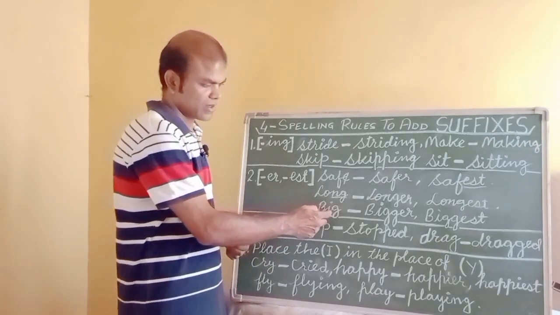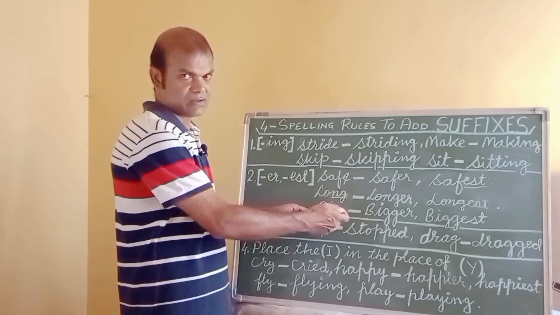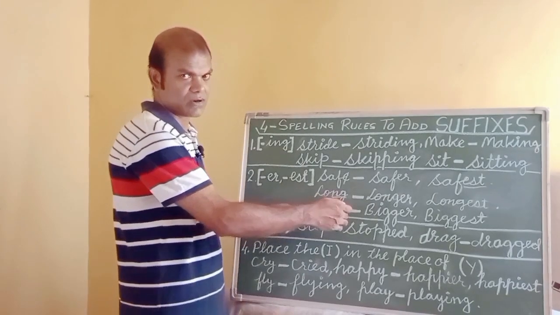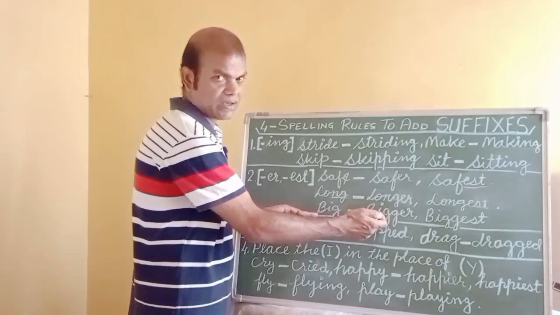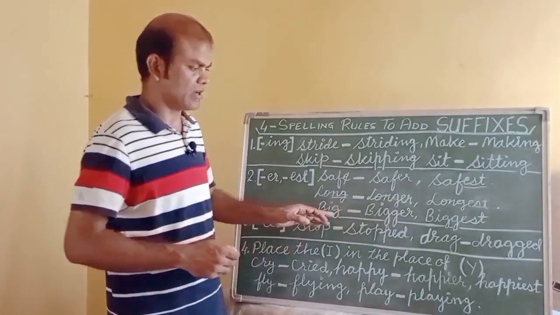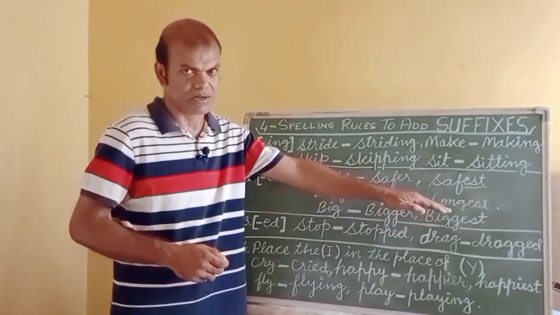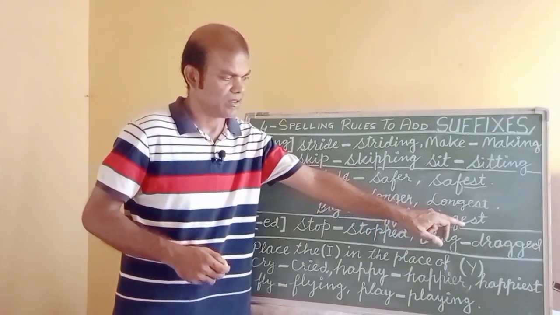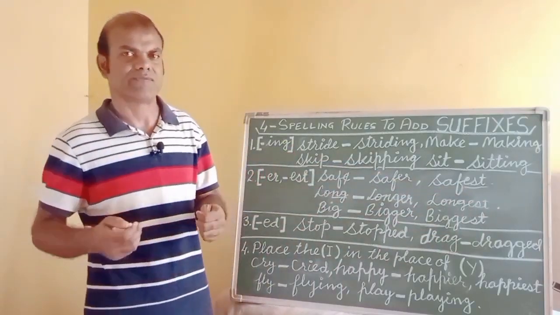Like in big, you can hear the short vowel sound and there is a G, the consonant following the short vowel sound. To change this word into comparative degree, we are going to double the G, B-I-G-G, then we'll add the ER suffix. We'll get the comparative degree, bigger. Now to change it into superlative degree, same. We are going to double the G, then we'll add the suffix est at the end.